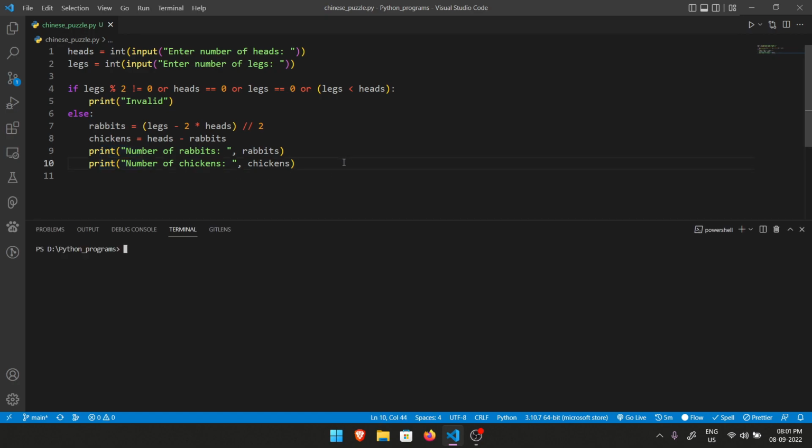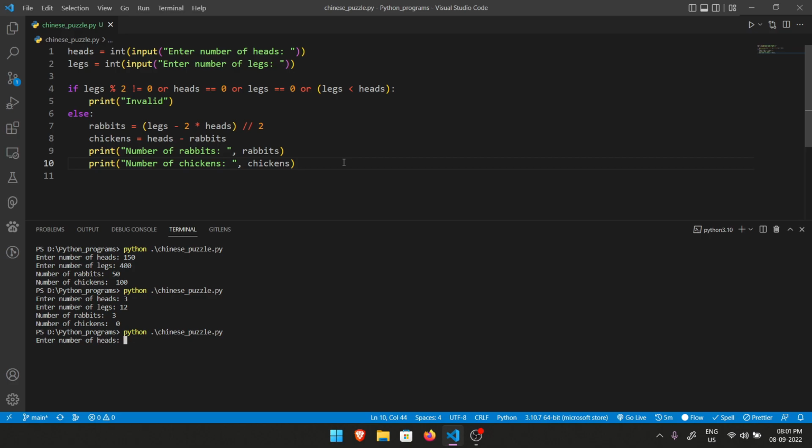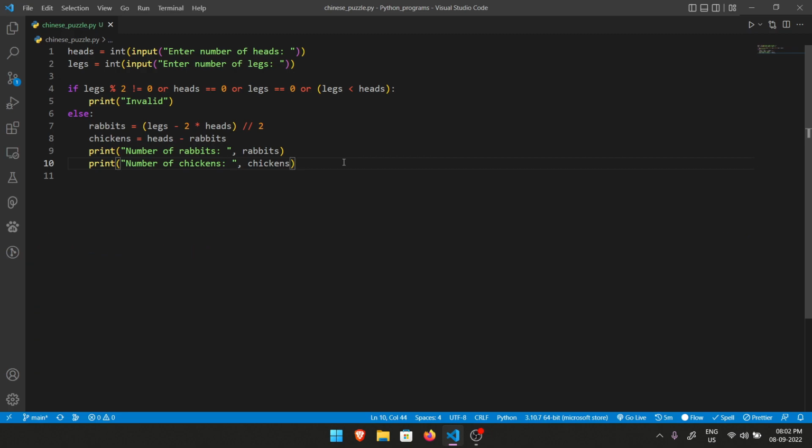Now let's take a look at the output. The number of heads and legs from the example, 150 and 400, gives the same output we were expecting. Another one, 3 and 12, is correct again. Let's check one of the constraints. We give an odd number of legs, and it prints invalid. Now another one, with the number of heads as 0 and the number of legs as 5, invalid. As you can see, we have solved the problem.